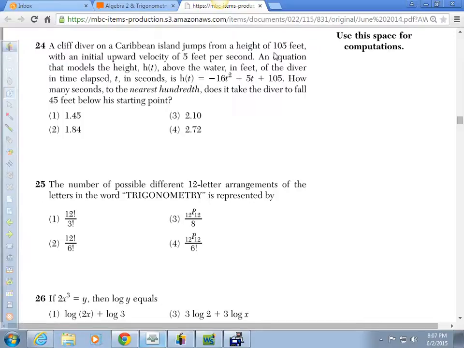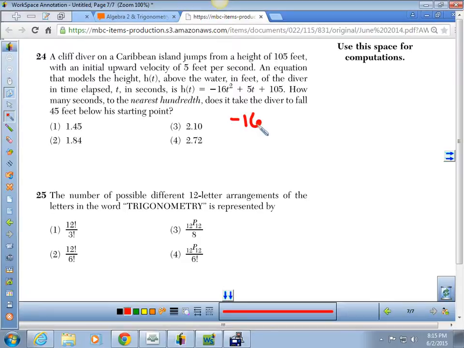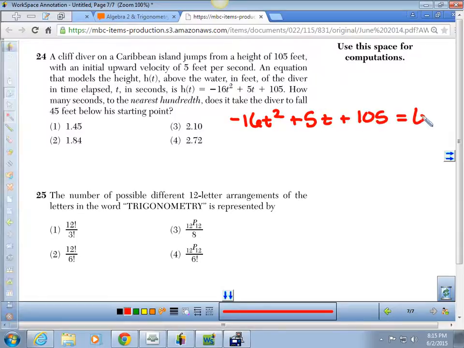Well, what was the height at his starting point? 105 feet. Well, what's 45 feet below that? 60, right? They want this right here to be equal to what? They want that to be equal to 60. -16t squared plus 5t plus 105. They want that to be equal to 60. Well, now that we've got the equation, can I just plug in the numbers and find out which one's going to roughly work for me?